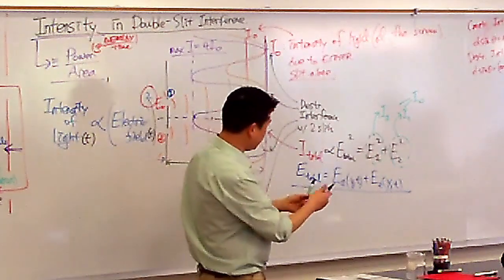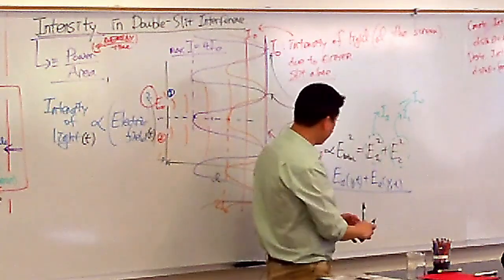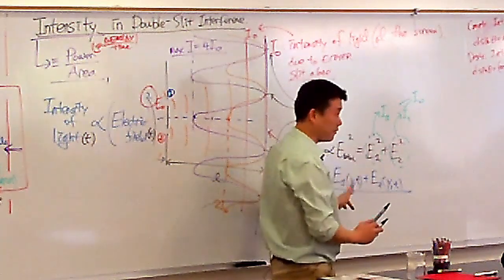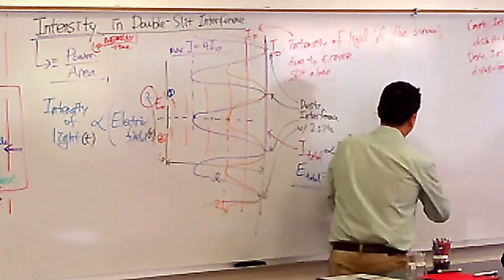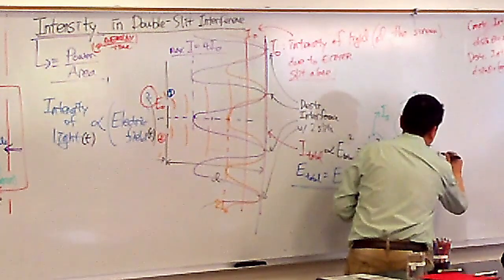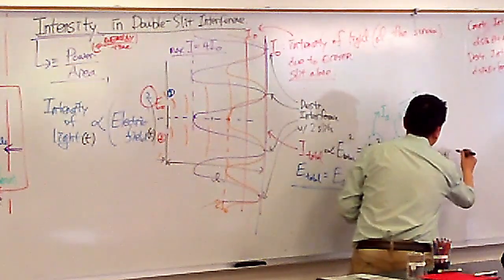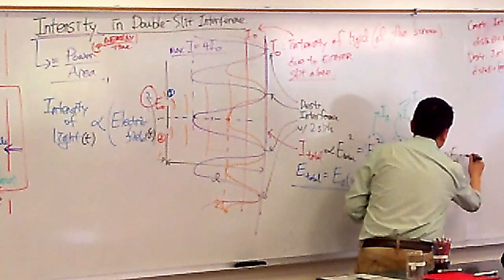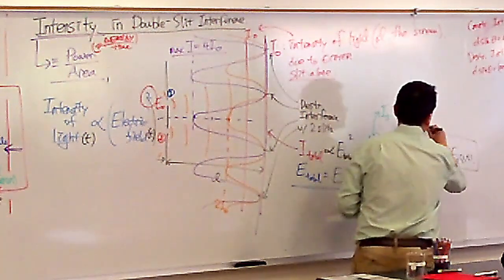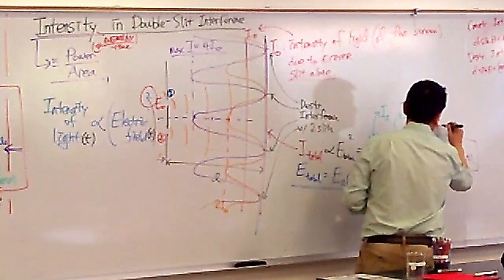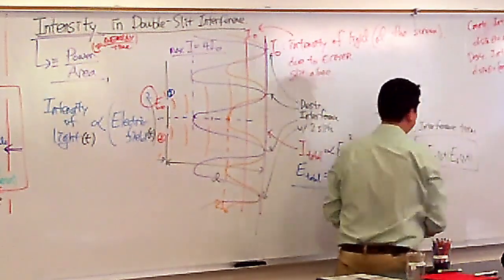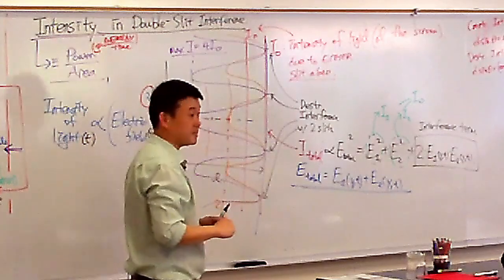But it's not that, because you have the cross terms. You have E1 times E2 plus E2 times E1. Or you have this, plus 2 times E1 as a function of position and time times E2 as a function of position and time. And this is the interference term. This is what leads to that interesting pattern of intensity.